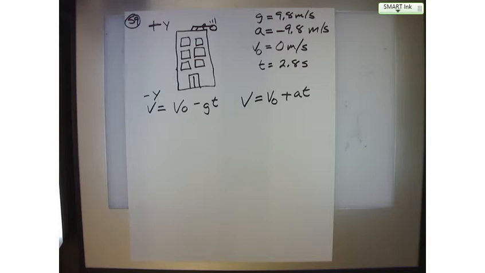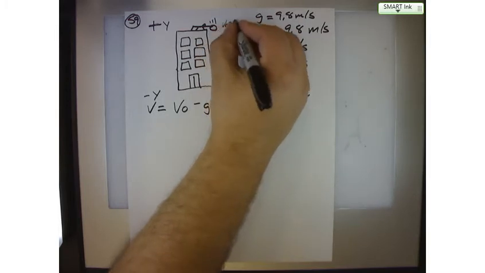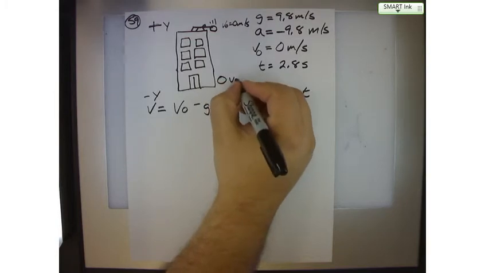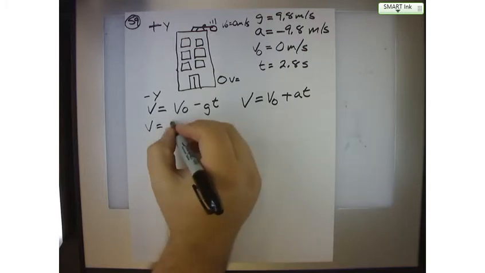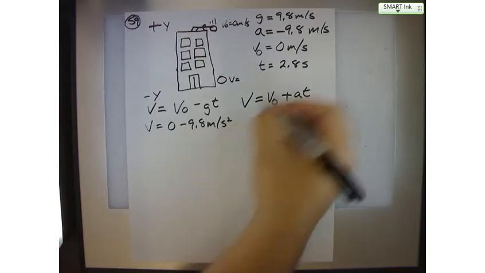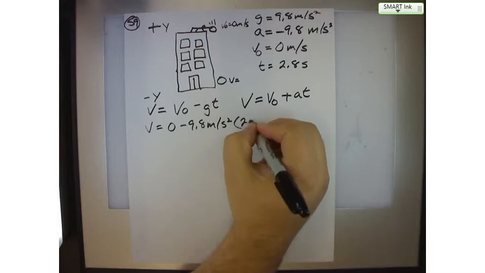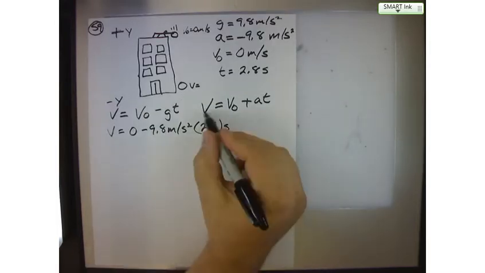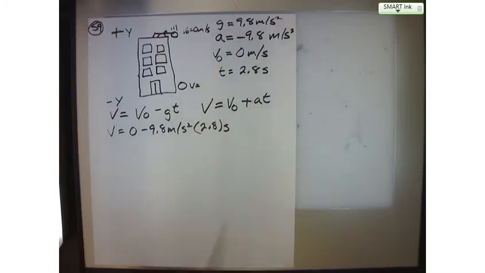The first question was how fast will it be going? What is its final velocity? So right here, the initial velocity is 0 meters per second. And right as the ball gets here, we want to know what the final velocity is. Okay, so if I do it this way, I get the final velocity is equal to 0 minus 9.8 meters per second squared, okay, times the time, which is 2.8 seconds. By the way, that would be the exact same thing if I were to plug all these numbers into this equation. I get the same thing, the negative 9.8 and stuff.